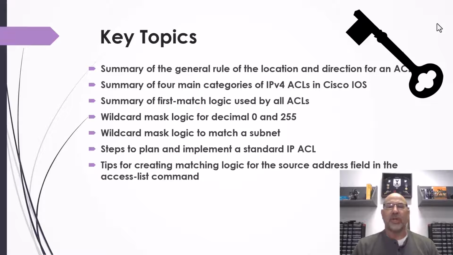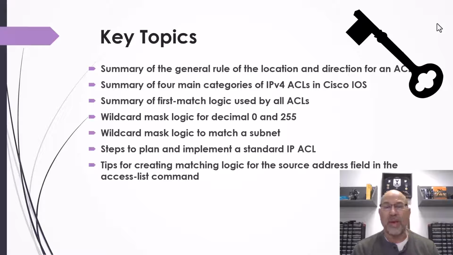Key topics for this chapter: summary of the general rule of the location and direction for ACLs. It turns out that we want to think about ACLs before we deploy them, and so we'll go over some of those ideas. Summary of the four main categories of IPv4 ACLs in Cisco IOS, and of course we're going to hit all of them in detail. This chapter focuses on the standard.